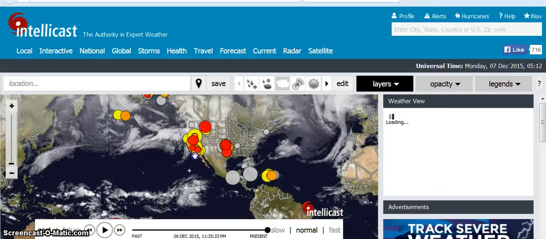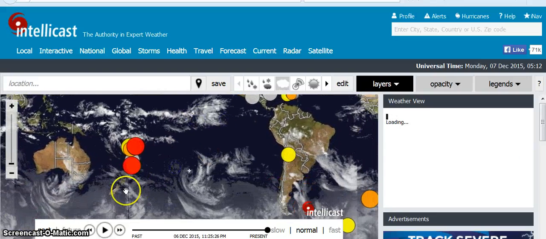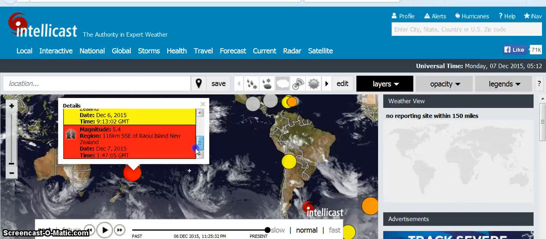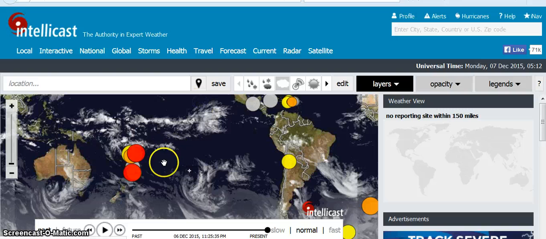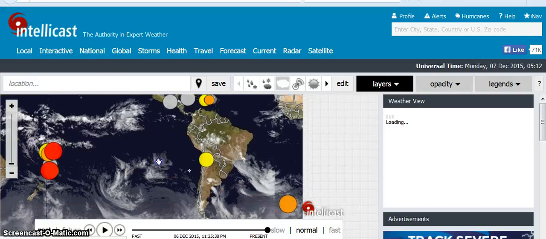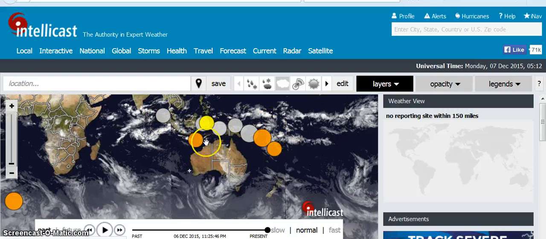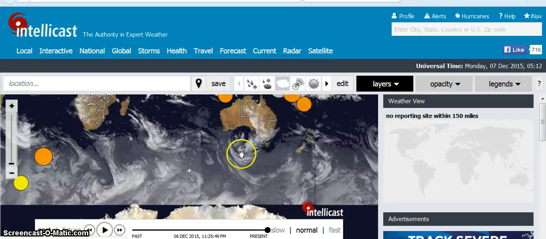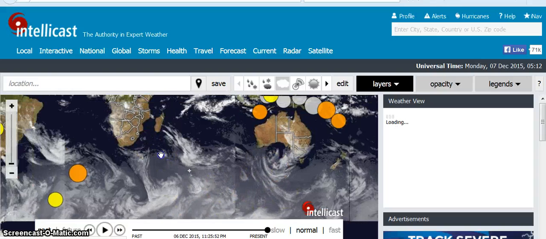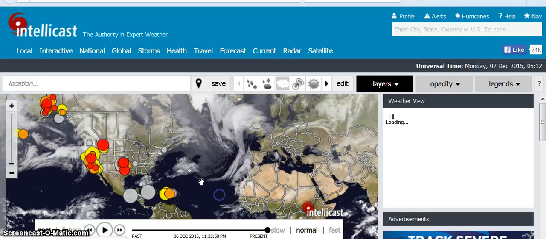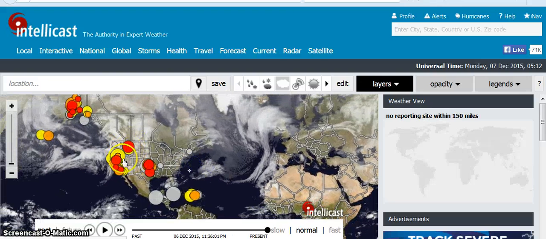Okay, I'm just going back to the Intellicast map here so you can see these earthquakes here, and the red is the latest one. And then it goes to orange, and then yellow, and then gray. And then we'll go over here on this side, and you can see this whole row. Now remember, we saw the weird thing in here, and then we also saw something down here, which is a really strange cloud formation. And look at these earthquakes up here around Yellowstone too. That's interesting.